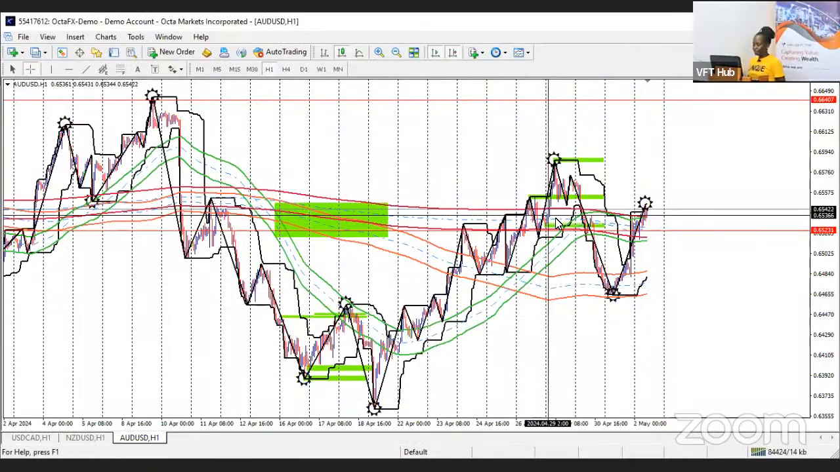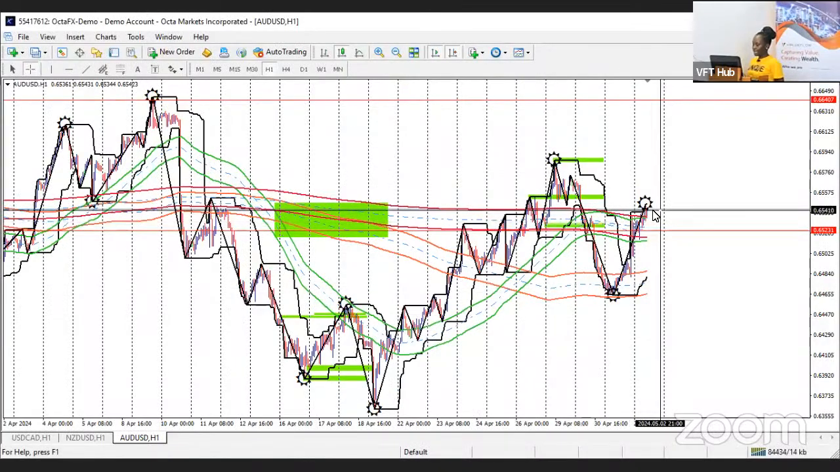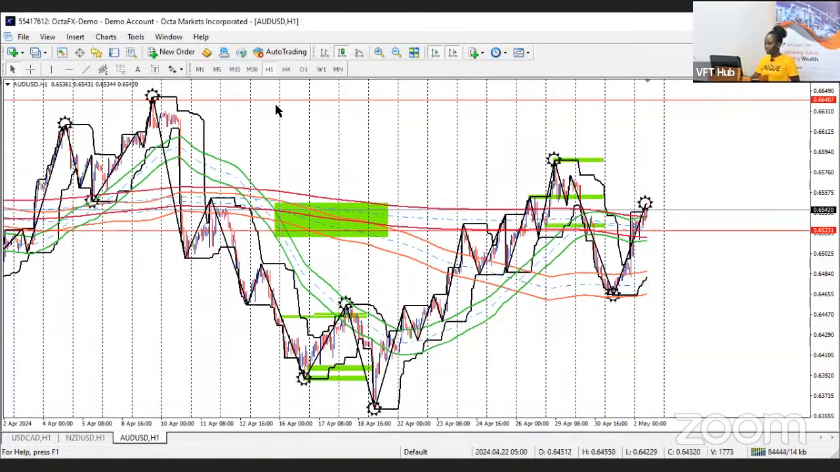pullback that I have here. And from where price currently is to where I expect it to trade into, it's over 60 pips. It's over 60 pips. So pretty basic. What am I doing next?